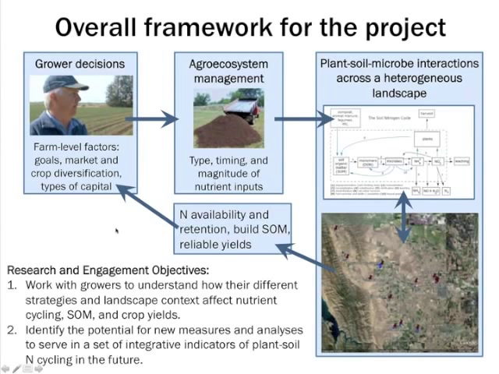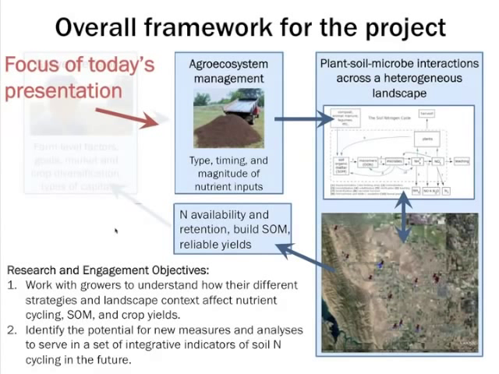And so our primary research and engagement objectives for this project were first to work with growers to understand how their different strategies and landscape context affect nutrient cycling, soil organic matter, and crop yields, and then to identify the potential for these new measures and analyses to serve as part of a set of integrative indicators of plant-soil nitrogen cycling for the future. And so in today's presentation, we'll really be focusing on the right-hand side of this schematic.